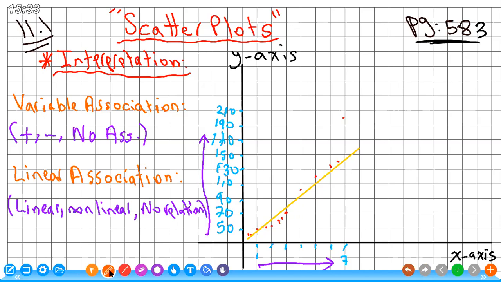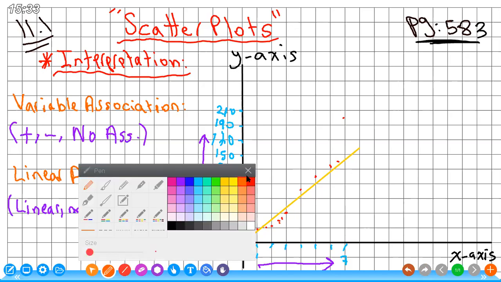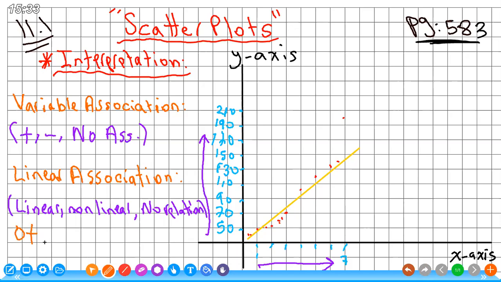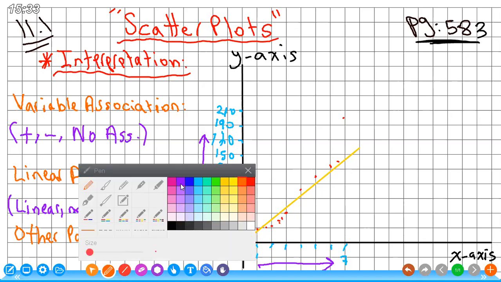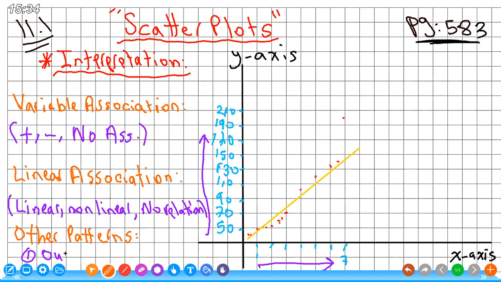And the last thing, we call it other patterns. Other patterns have two things mainly. One is outlier, and two is cluster points, or cluster. I'm going to explain these two things on the graph.